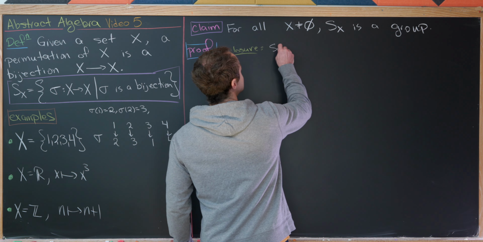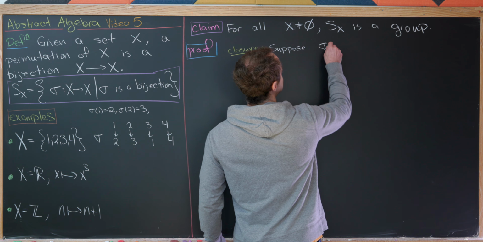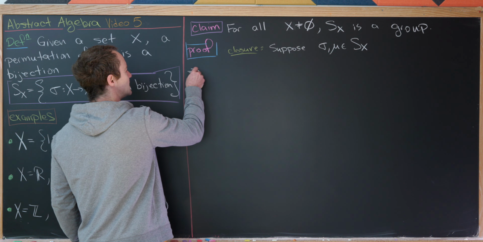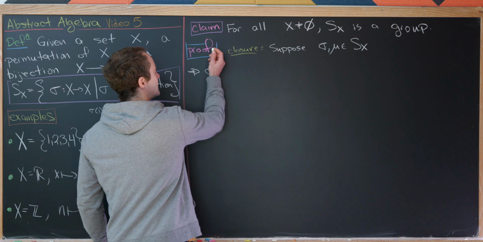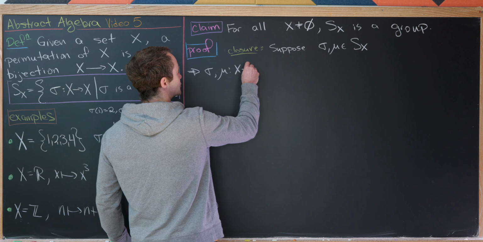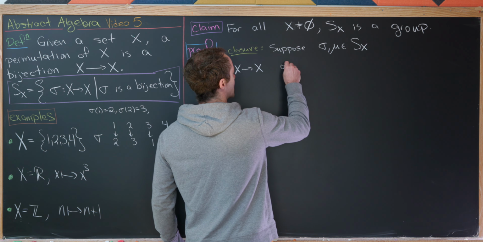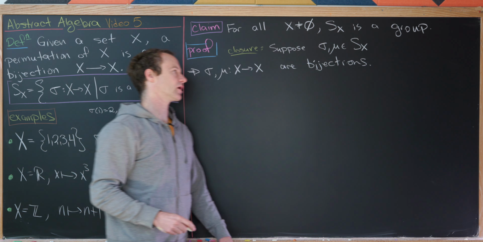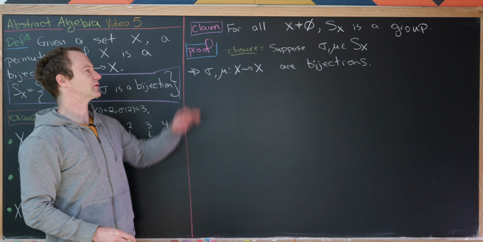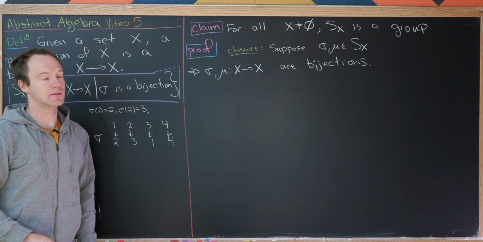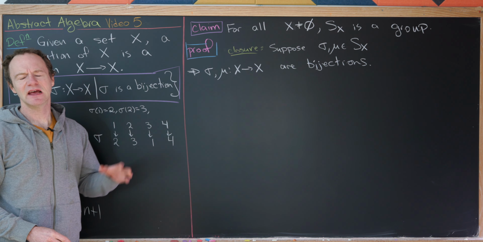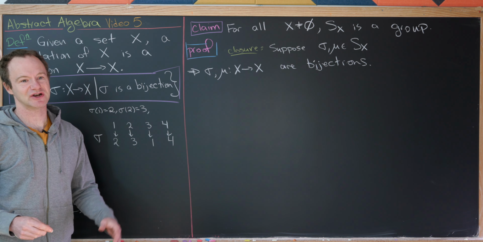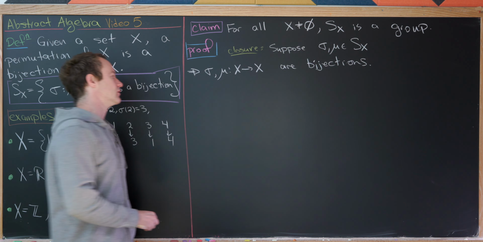Okay, so let's suppose that sigma and mu are in S_X. Well, what does that really mean? That means that sigma and mu are functions from X to X, which are bijections. So we have sigma and mu are both bijections. In order to prove closure, we need sigma composed with mu to be a bijection. I kind of got ahead of myself. What's the operation for this group? Well, the operation is composition of functions. So now let's do that.